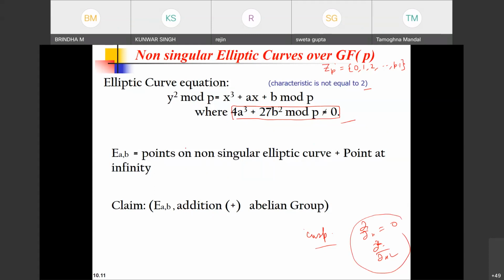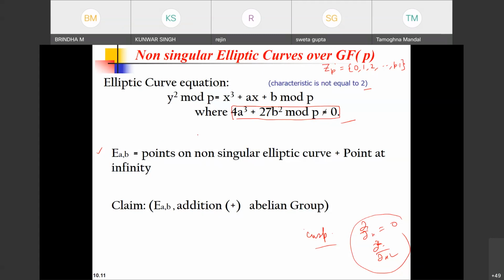Here we'll define a group. The main part is that they define a group, and for a group you need a set of elements. So what are the set of elements here? The set of elements are the points on the non-singular elliptic curve. Now there will be many points. If you have 0 to p, you might say there will be p square points, but actually p square points will not be there. You will see how.